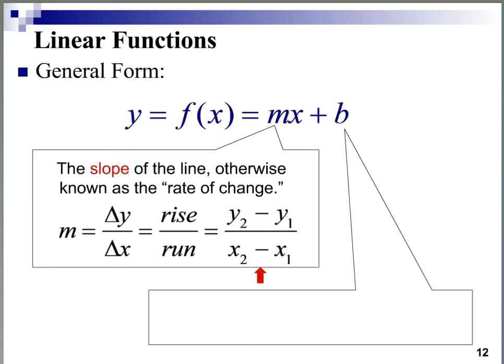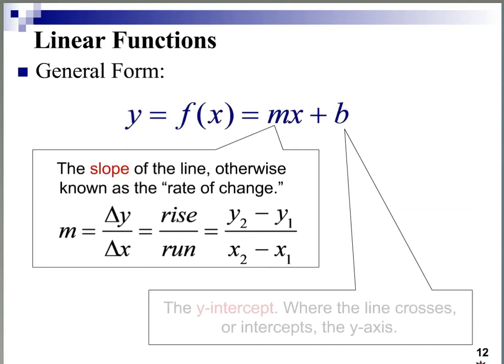The second part of a linear function is the b portion, and the b portion is what we call the y-intercept. It is the point where that line crosses or intercepts the y-axis. So let's take a look at an example of this in picture form so we can see how this all fits together.